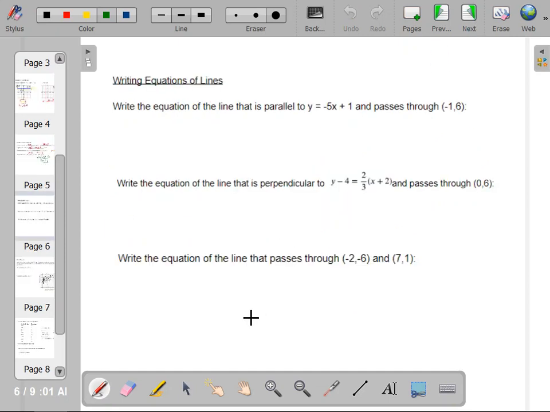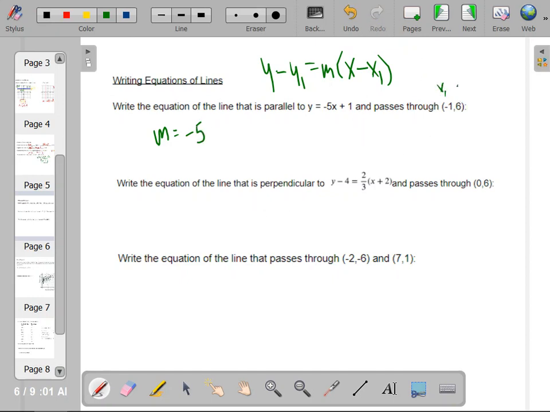Equations of lines. I'm going to pretty much always do these in point slope because I don't need to think about the y-intercept. If you want to convert them, you can, but unless it asks me to, I'm not going to. So it says, what is parallel to this and passes through that? If it's parallel, then they have the same slope. So the slope I'm going to use is -5. And I'm going to pass through that point.